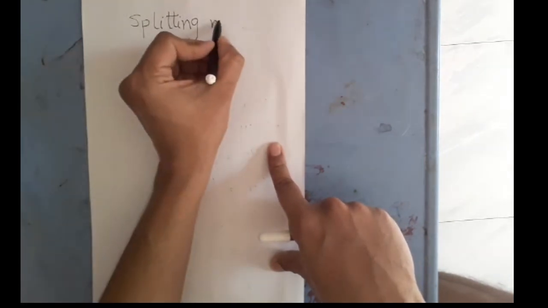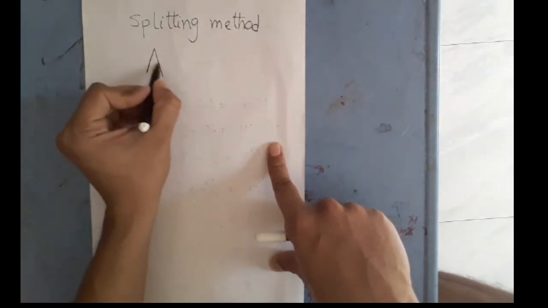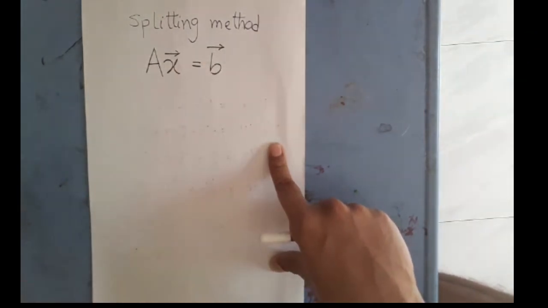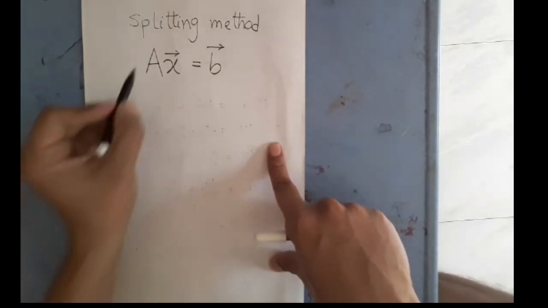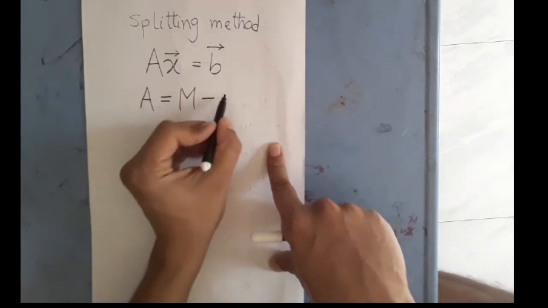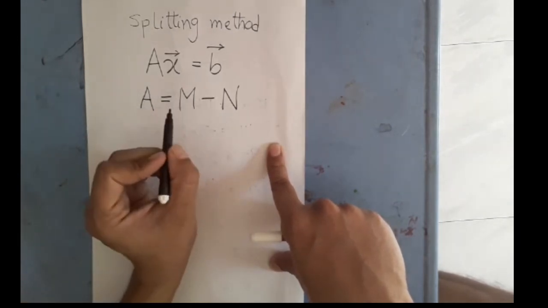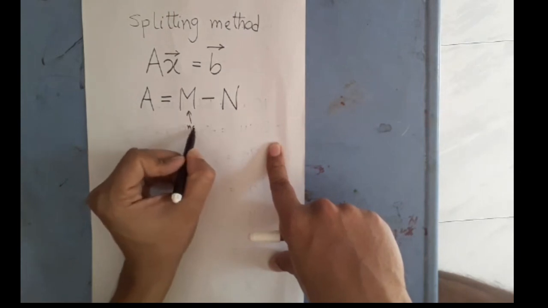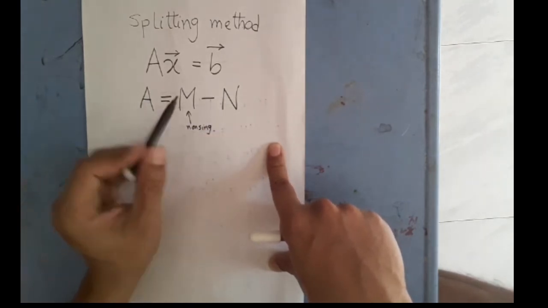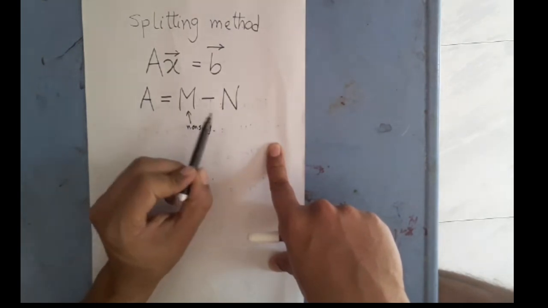Splitting methods. So the general splitting method goes like this. You will be required to solve Ax equal to b. A and b will be given, x is what you have to solve for. You will split A into two parts. Suppose I call them M and N, M minus N. So you will decide about M and N such that M will be a non-singular matrix. And N will be whatever you need. So every splitting method will give you one particular way of splitting A as M minus N.